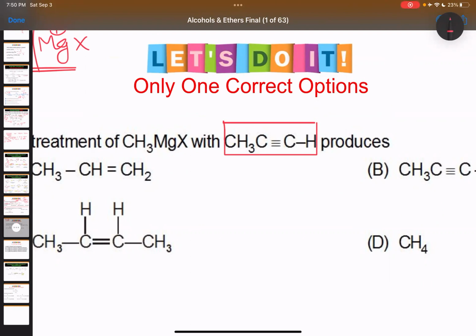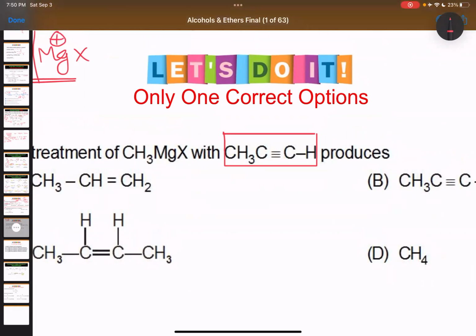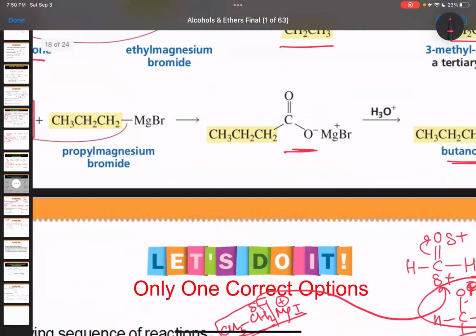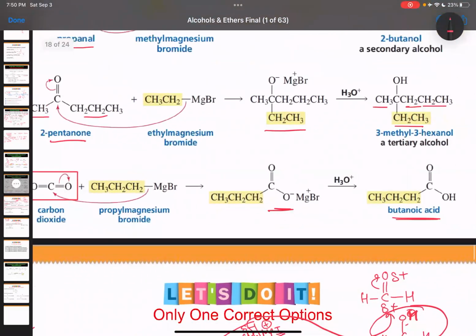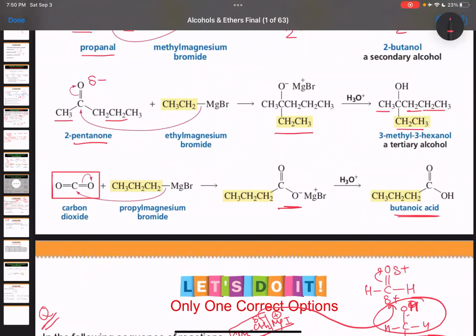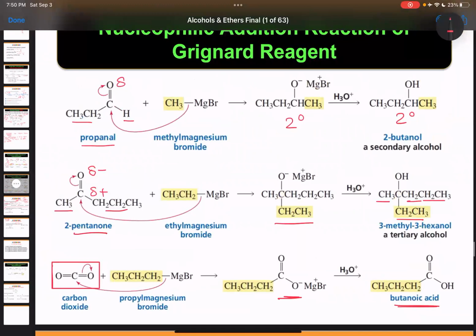So first of all, nucleophilic addition reactions of Grignard will happen only on polar pi bonds. Look here. We were having polar pi bonds. So what do you mean by polar pi bond, Vamsi? The pi bond which is having partial charges. Yeah. Continue. You said electronegativity differences.